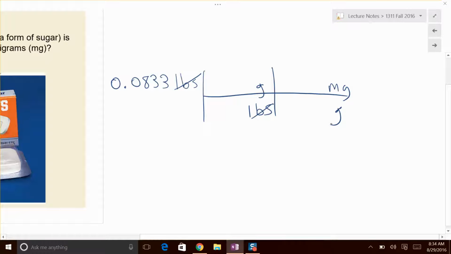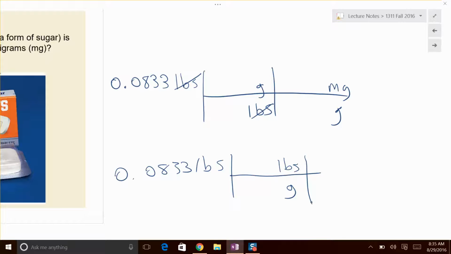So one thing you should realize is that if I was setting it up like this, okay? This is wrong because why? What are the units of this calculation right here? The answer. Grams squared over pounds squared over grams. Pounds squared over grams. That's not what I want, right? I don't want that. I want to get rid of the pounds and be left with the grams. So I have to flip it this way.